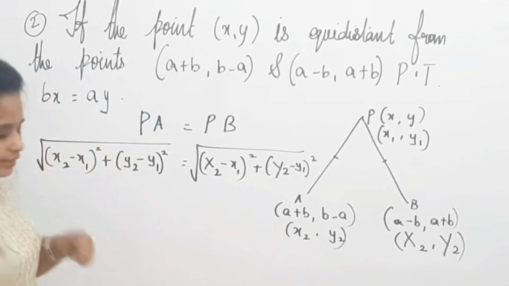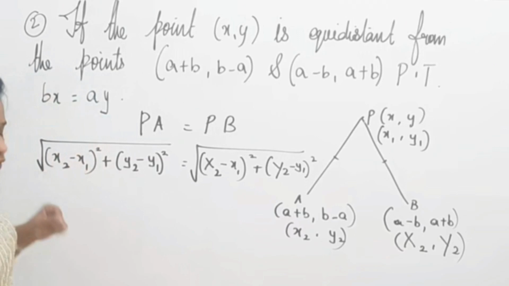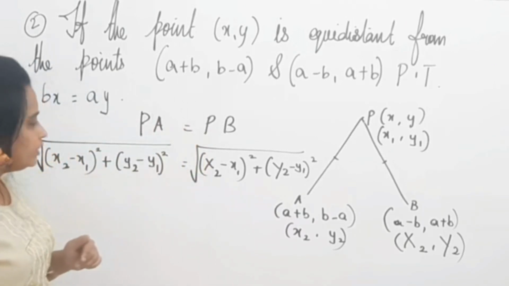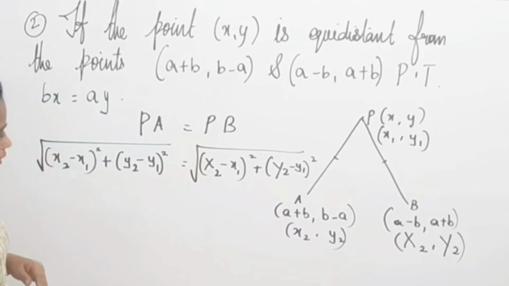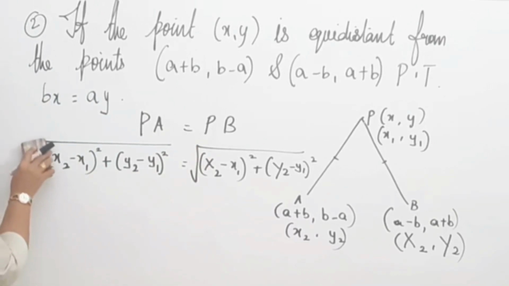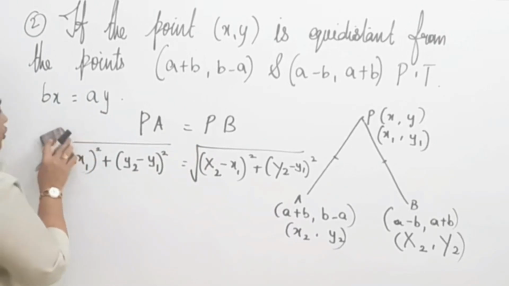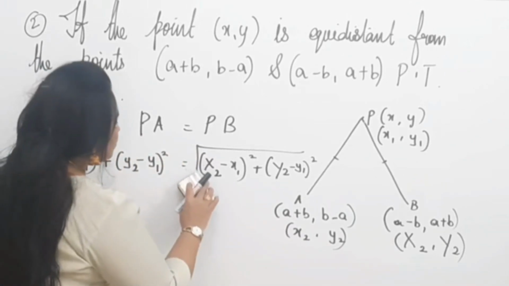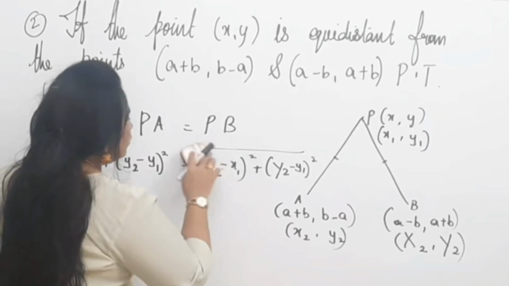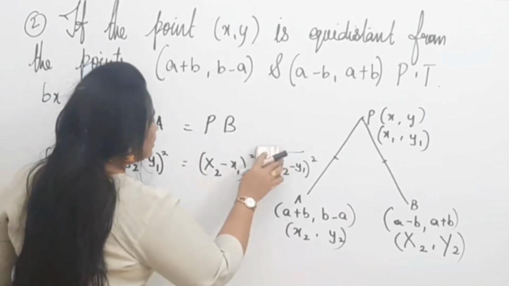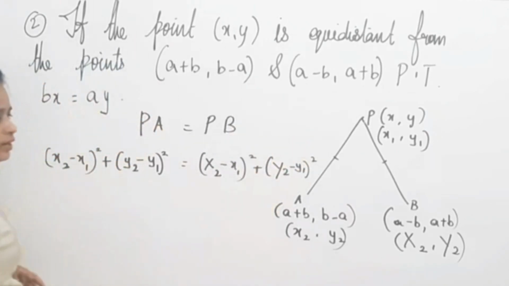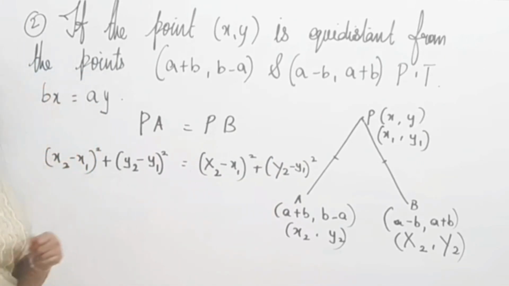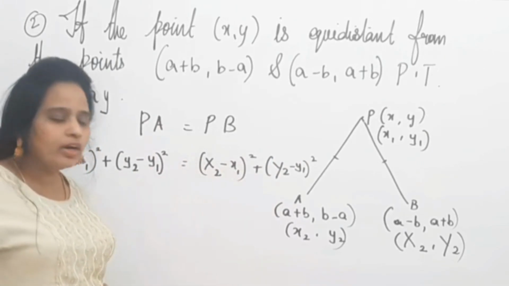Now, the next hint is when you are given two distances are equal from the same point, you need not write the square root. Why? Because by squaring on both sides, my square root will automatically get cancelled. So, when you are given this equidistance term in your question, no need to write the square root. This is nothing but your equation.